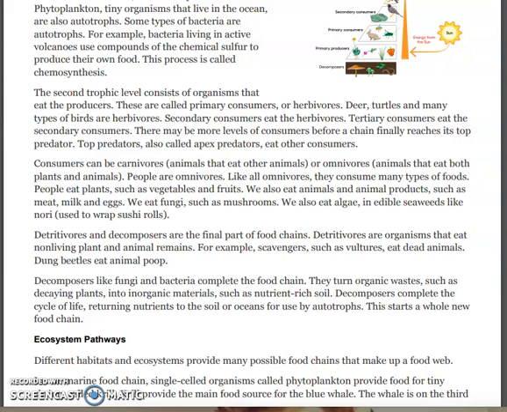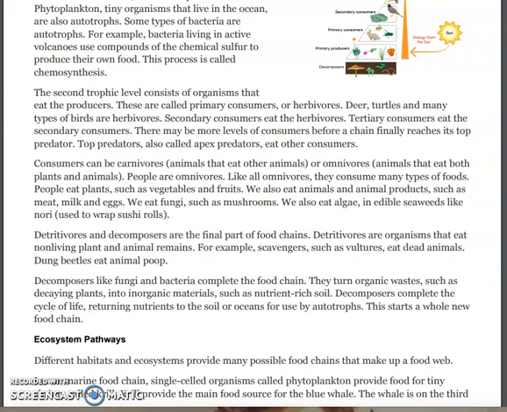Detritivores and decomposers are the final part of food chains. Detritivores are organisms that eat non-living plant and animal remains. For example, scavengers, such as vultures, eat dead animals. Dung beetles eat animal poop.